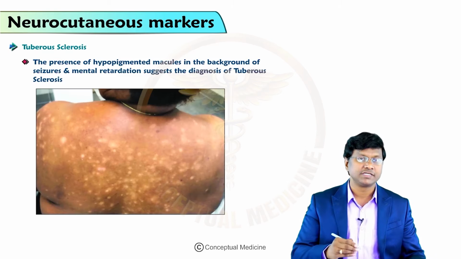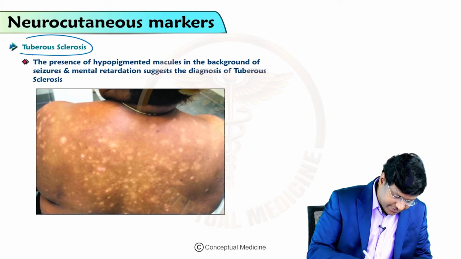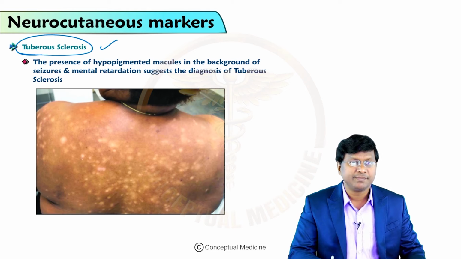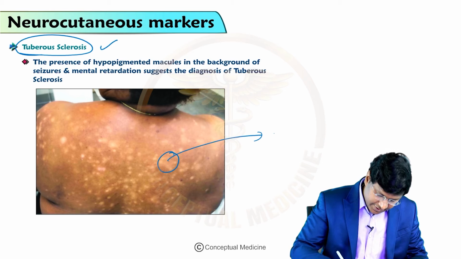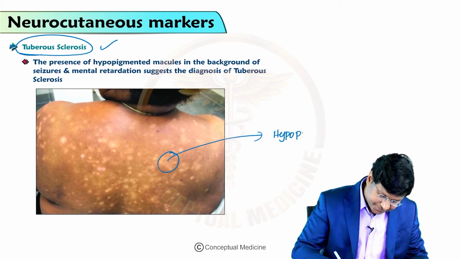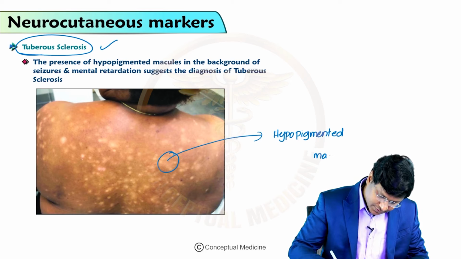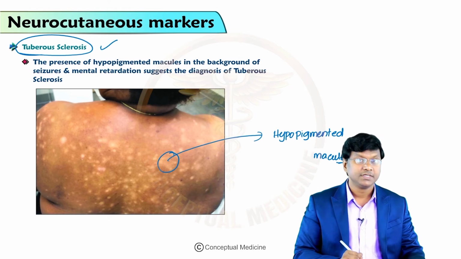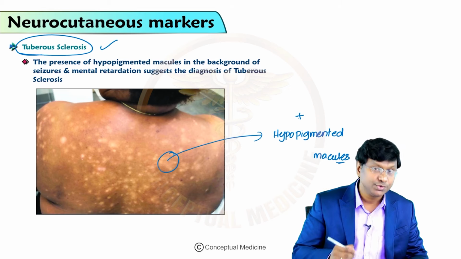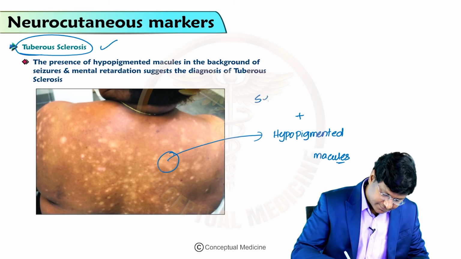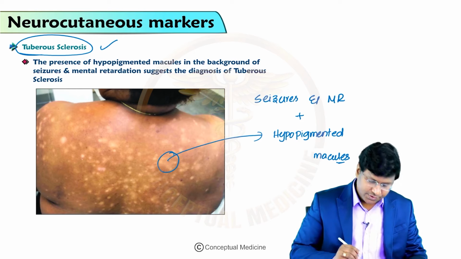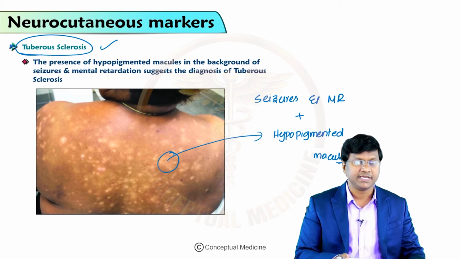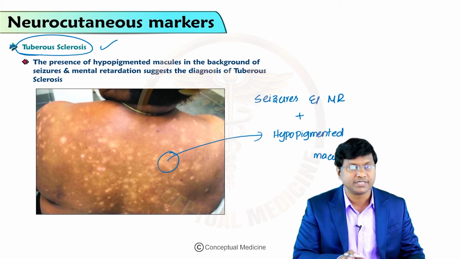Now, after having discussed von Hippel-Lindau syndrome, let me take up the discussion of tuberous sclerosis. So in patients with tuberous sclerosis, you have the presence of hypopigmented macules. Right? So these are the hypopigmented macules which are present, and along with these hypopigmented macules you have the presence of seizures and as well as mental retardation. So if these three are present in an individual, it is suggestive of tuberous sclerosis.